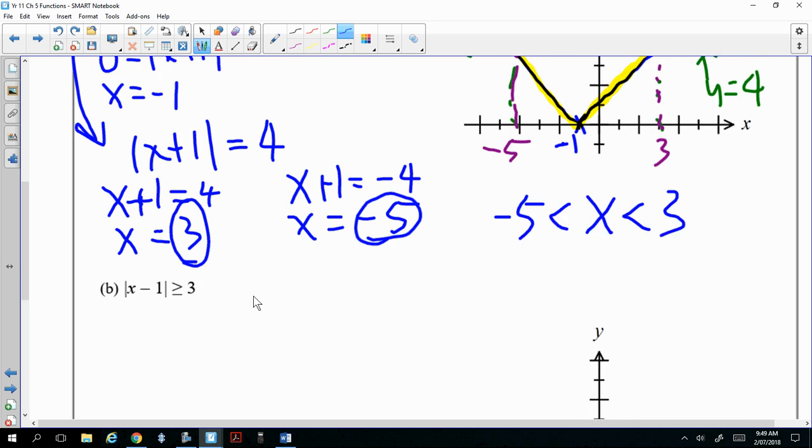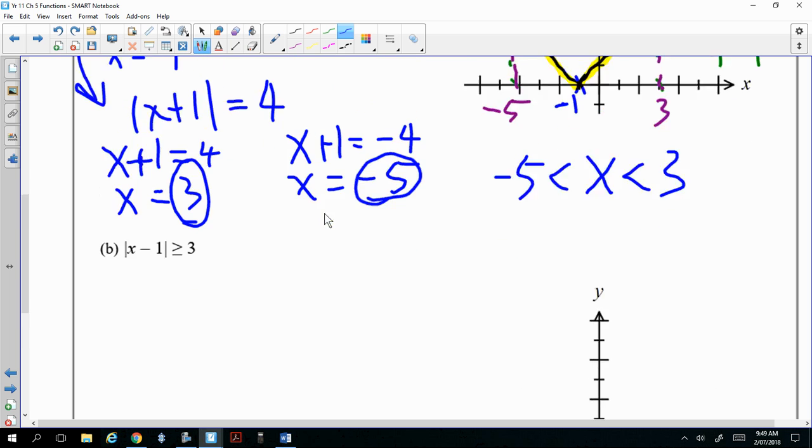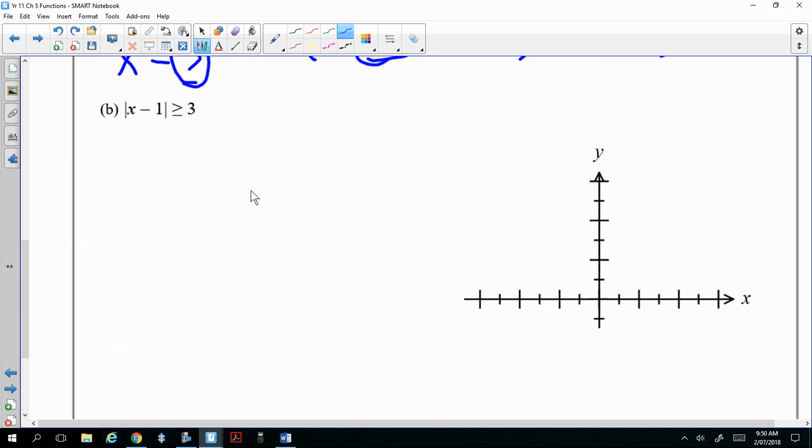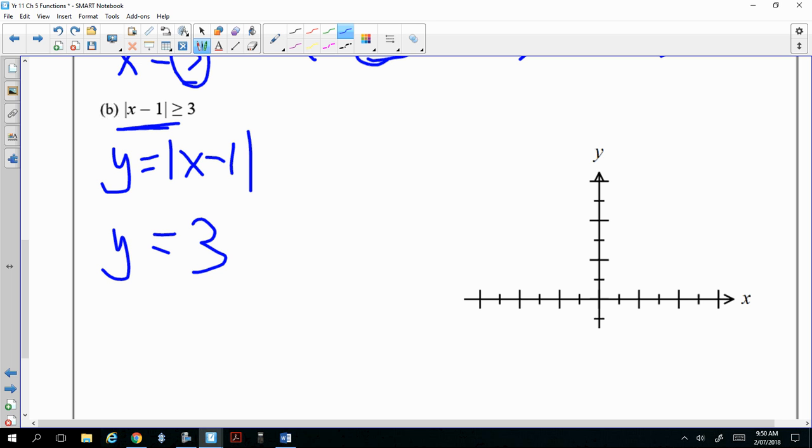Absolute value of x minus 1. Solve this: x minus 1 has been moved to the right one step, so that's 1 to draw the V shape. That's your V shape, y equal to the absolute value of this. And then you draw y equal to 3, 1, 2, 3. And then you find out where they cross.